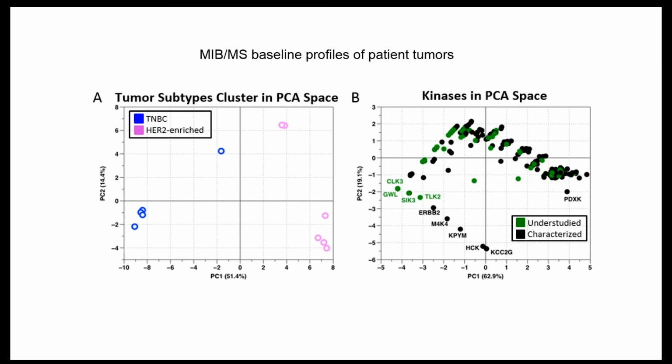Okay, so what you can see in A is PCA space, and these are primary human patient tumors, triple negative tumors, as well as HER2 enriched tumors. And so we can do the same kind of analysis with needle biopsy. We can take a good 14-gauge needle biopsy, and we can look at the functional kinome within these tumors and discriminate the properties of the tumor. And I'll come back towards the end of the talk to how we're using this in window trials in patient tumors. And you can see that on the right.